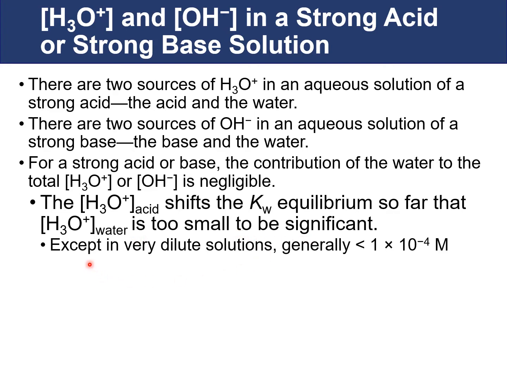The exception to this is if we're working with a strong acid that is very dilute. For very dilute strong acids, where the concentration of the acid in the aqueous solution is less than about 1 × 10⁻⁴, the amount of hydronium ions coming from water at that point might start mattering.